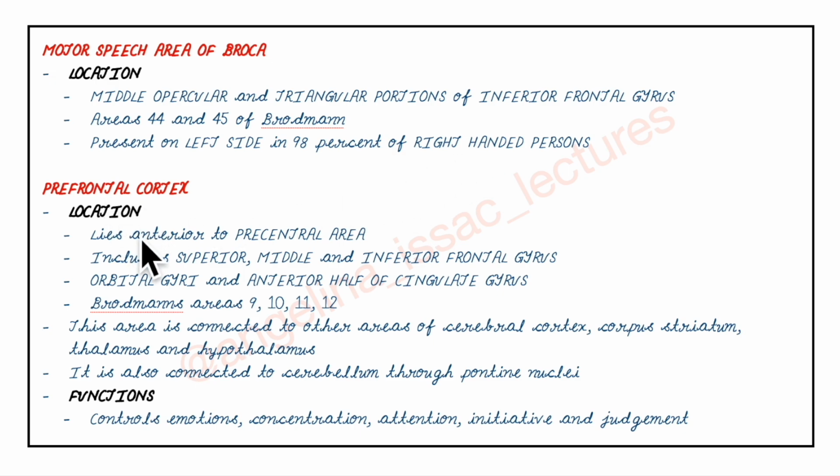Now the prefrontal cortex lies anterior to the precentral area. It includes the superior, middle and inferior frontal gyrus, the orbital gyri and the anterior half of the cingulate gyrus, and the Brodmann's areas 9, 10, 11 and 12. This area is connected to other areas of the cerebral cortex, the corpus striatum, thalamus and hypothalamus. It is also connected to the cerebellum through the pontine nuclei. Its function is that it controls emotions, concentration, attention, initiative and judgment.